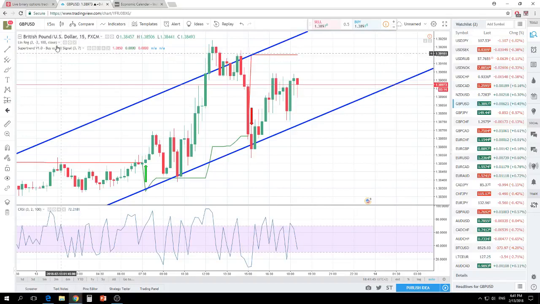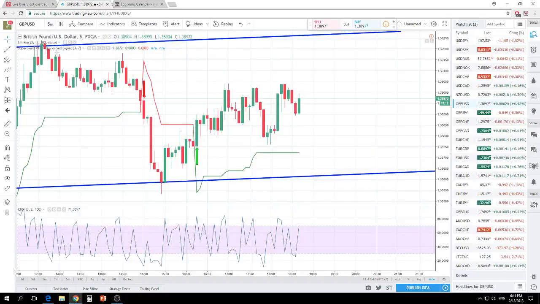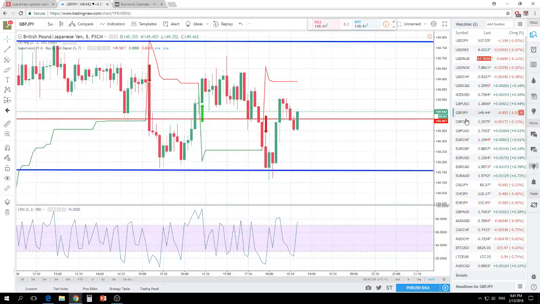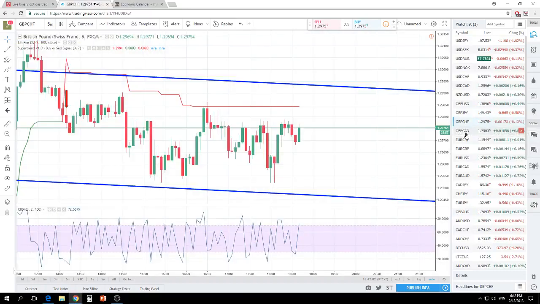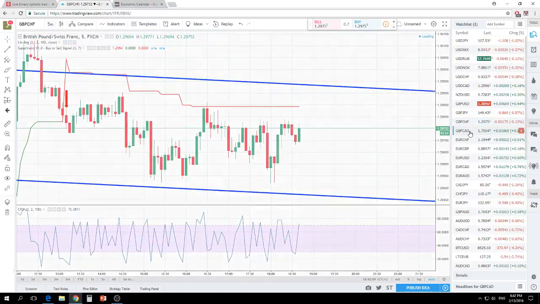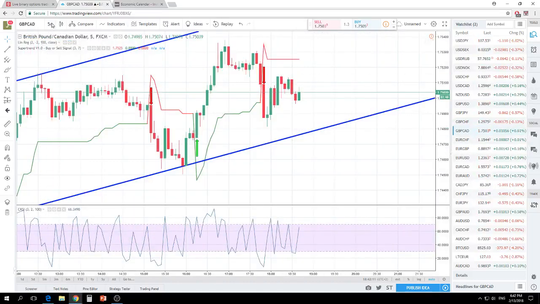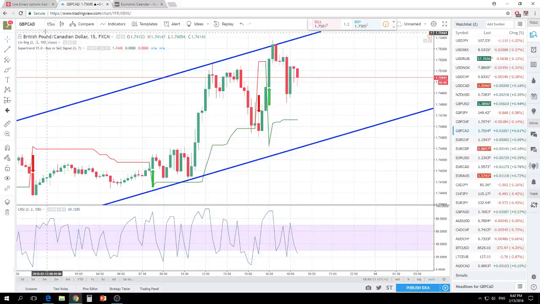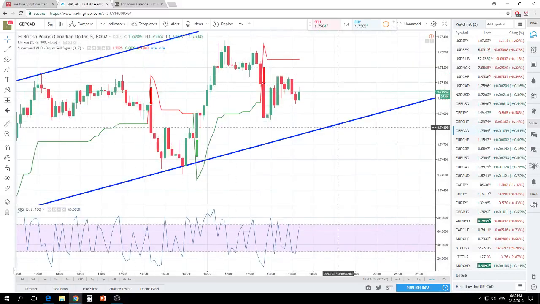GBP USD. Okay, final GBP USD can be also normal entry point to go low with the next candle. GBP JPY is our current trade. GBP Swiss franc not that good. GBP Canadian dollar neither good.